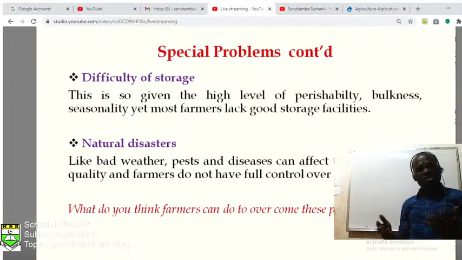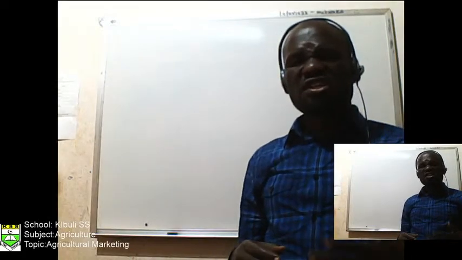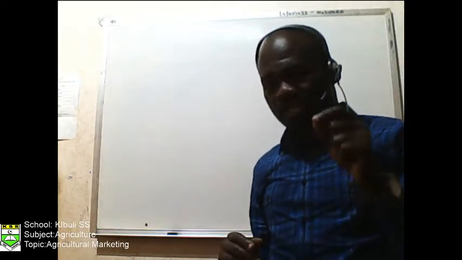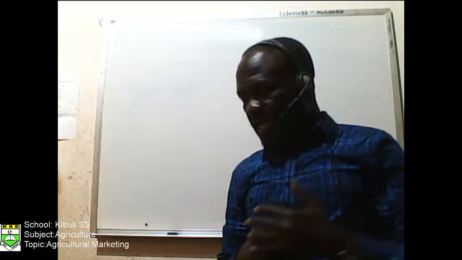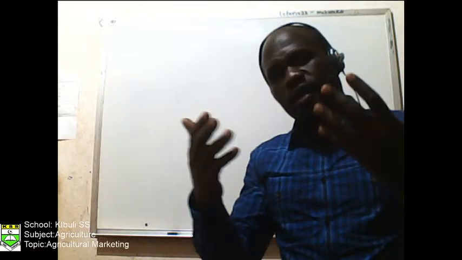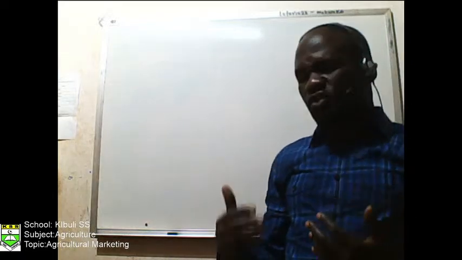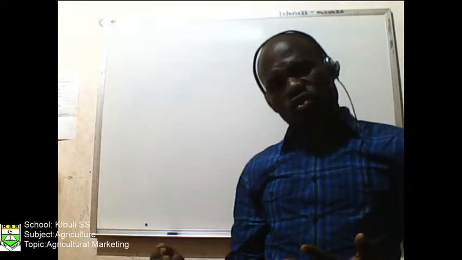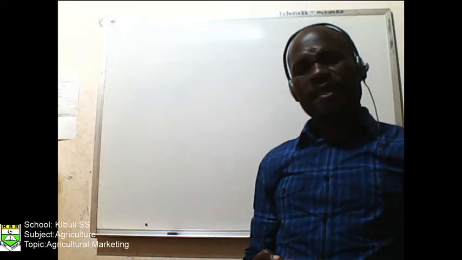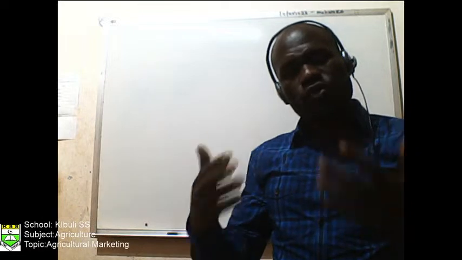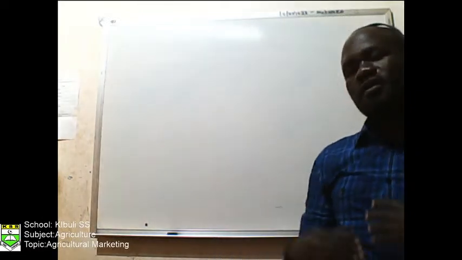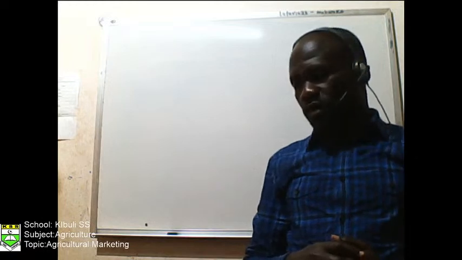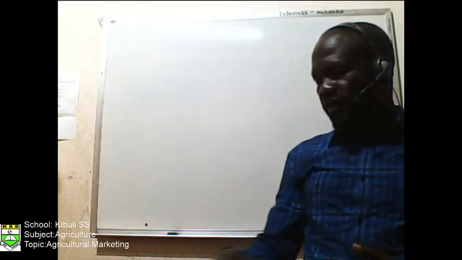we have looked at these problems: perishability, bulkiness, difficulty in storage, disaster, and the like. If you were a farmer, how would you have overcome these problems? That's what I want you to think of. Okay? That is an assignment that I'm giving to you. Try to think of ways that farmers can use to overcome these problems. Our products are seasonal. Our products are perishable. They are not easy to store. They are difficult to transport. Okay? They are bulky. What do we do? What can the farmers do to overcome these special problems of agriculture marketing?